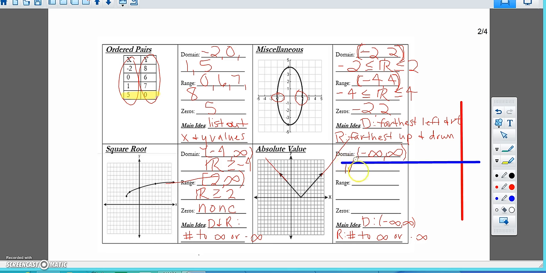So my domain was negative infinity to infinity, or all real numbers. And my range, it started at 0. It started at the axis, and it kept going up forever. So 0 to infinity, or all real numbers greater than or equal to 0. Zeros, it's touching right there at 3.